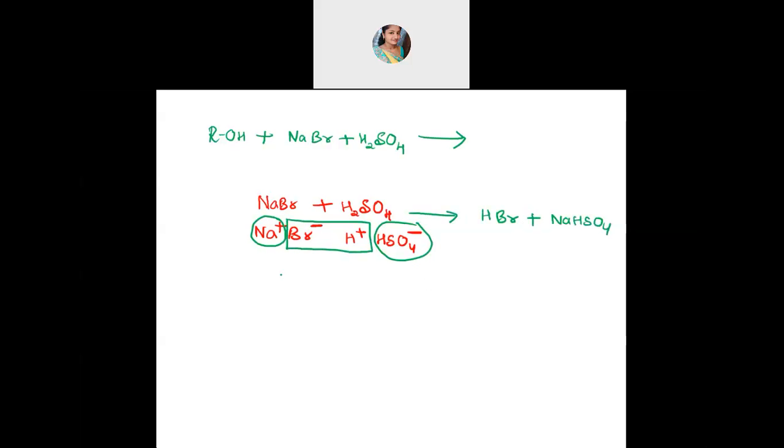Now this HBr will further react with alcohol. So this ROH, alcohol, you bring into the picture once this HBr and NaHSO4 are formed. Now this alcohol will combine with HBr. If alcohol combines with HBr, what will be the product? You can tell me now. What will be the product formed?